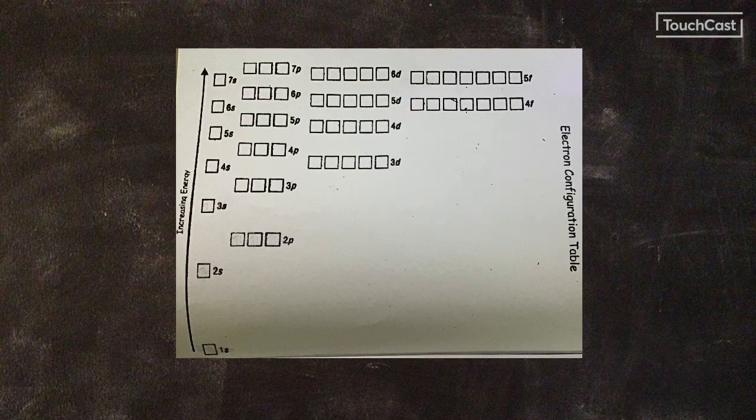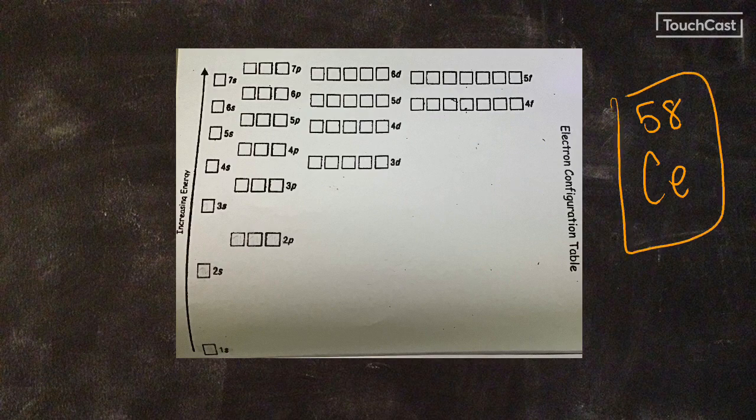So let's go ahead and do an example. We're going to do cerium, which has an atomic number of 58, which means I have 58 electrons. Start at the bottom, work your way up, and we count 58.